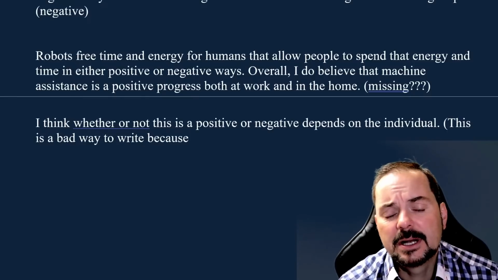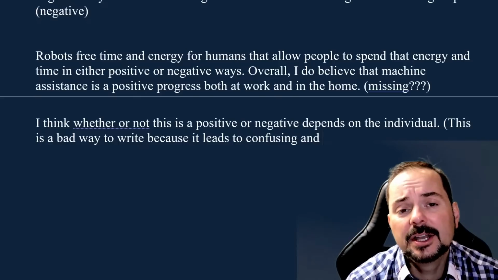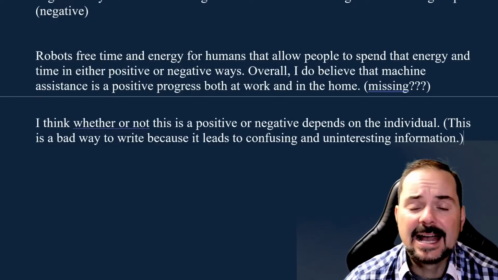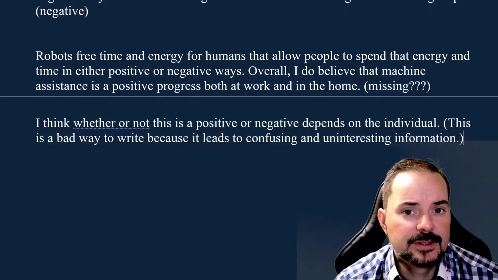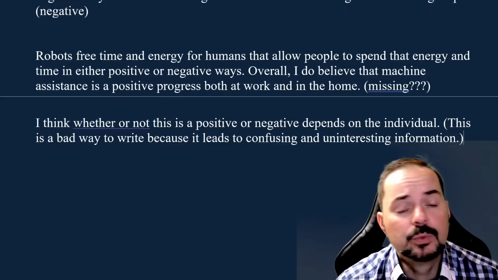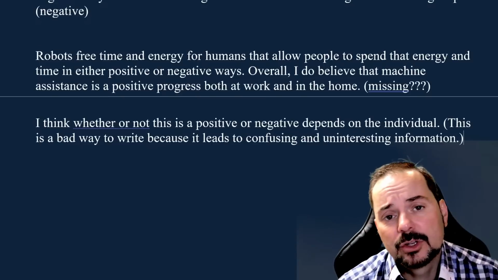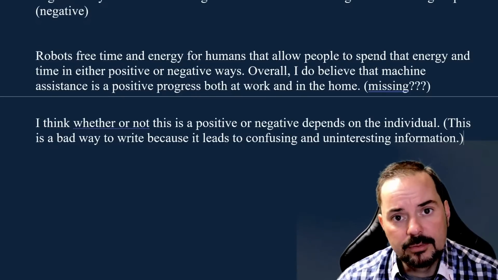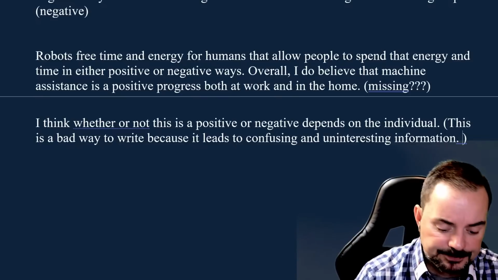It's a bad way to write because it leads to confusing and uninteresting information. Generally speaking, humans, academics, professors, employers, colleagues don't like information that is both yes and no. Should we use this in our company? Well, it depends. It's okay if we do this or that. It's a good starting point, but at the end you have to decide whether to use it or not, right? So you have to be more pro or more con because you have to make a decision. It leads to indecision.